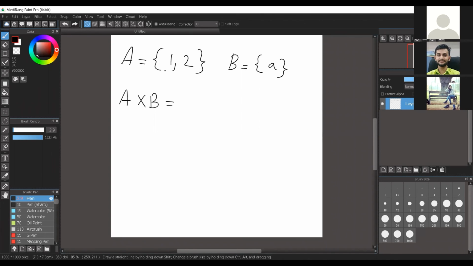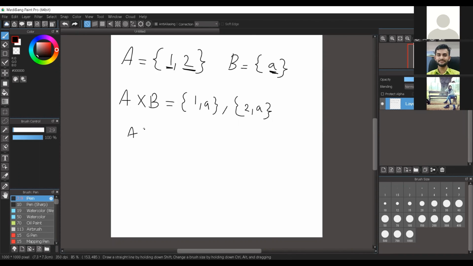We first take, we said A, so we're going to take the element from the first set A and the first element of the second set B. So it's going to be (1, a). Now the second one will be again the second element, and here there is only one element in B, so that's (2, a). This is A complement of B.